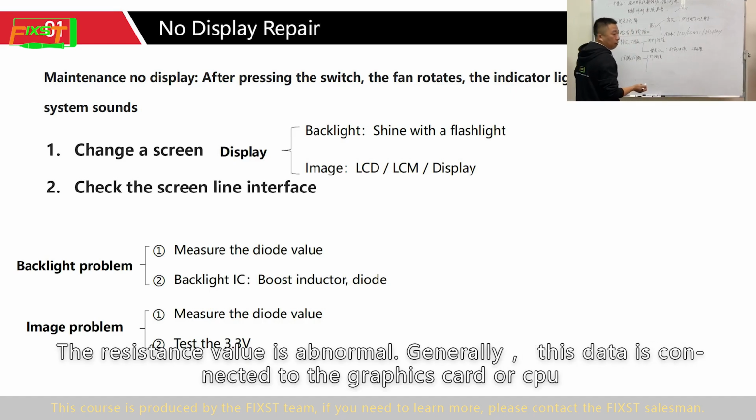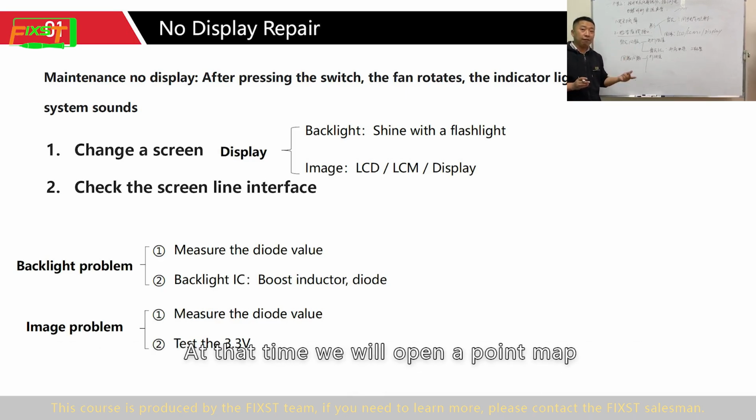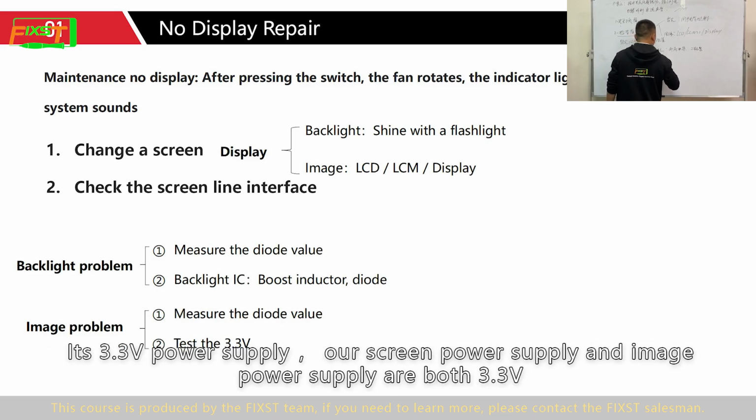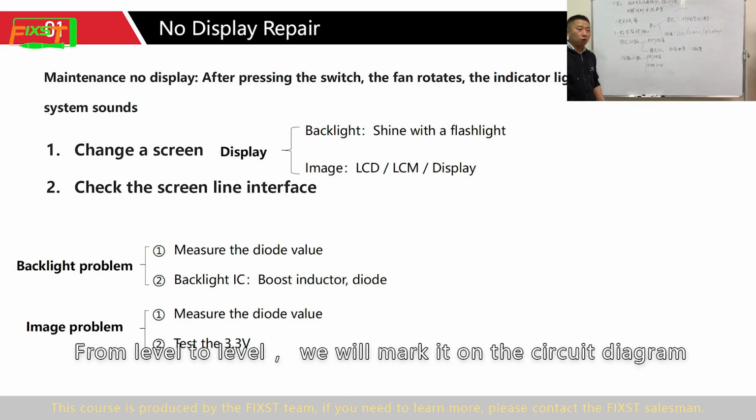The resistance value is normal. Generally, the data is connected to the graphics card or CPU. When we open the point map, let's take a look at what is connected to each pin and then test. It is 3.3-volt power supply. Our screen power supply and image power supply are both 3.3 volts. From level to level, we'll mark it on the circuit diagram.